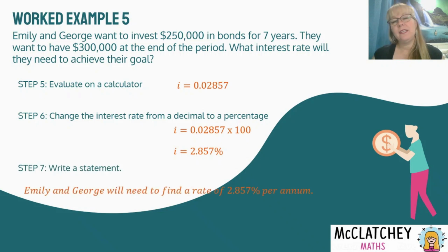Emily and George will need to find a rate of 2.857% per annum in order to be able to get the return on their investment that they need.